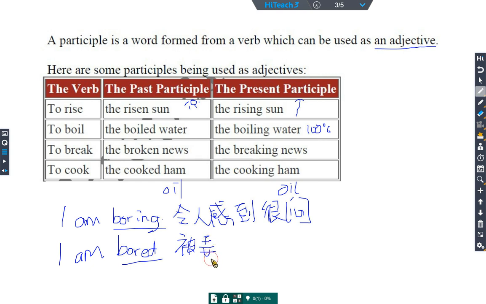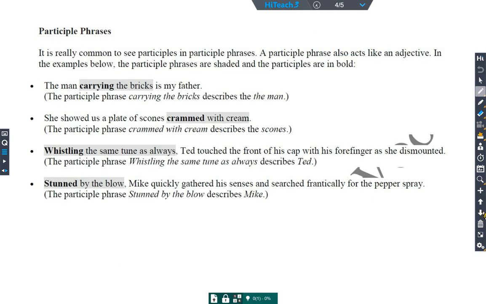So that's the difference. If you did not know the difference, you are going to make a lot of mistakes and more or less people will laugh at you. So learning is very important, especially learning English. Let's go on to the next one.